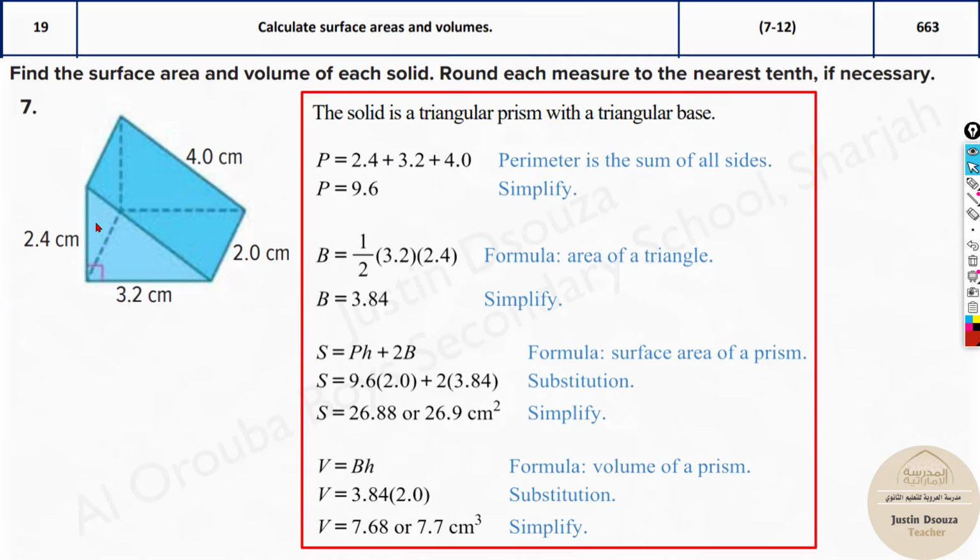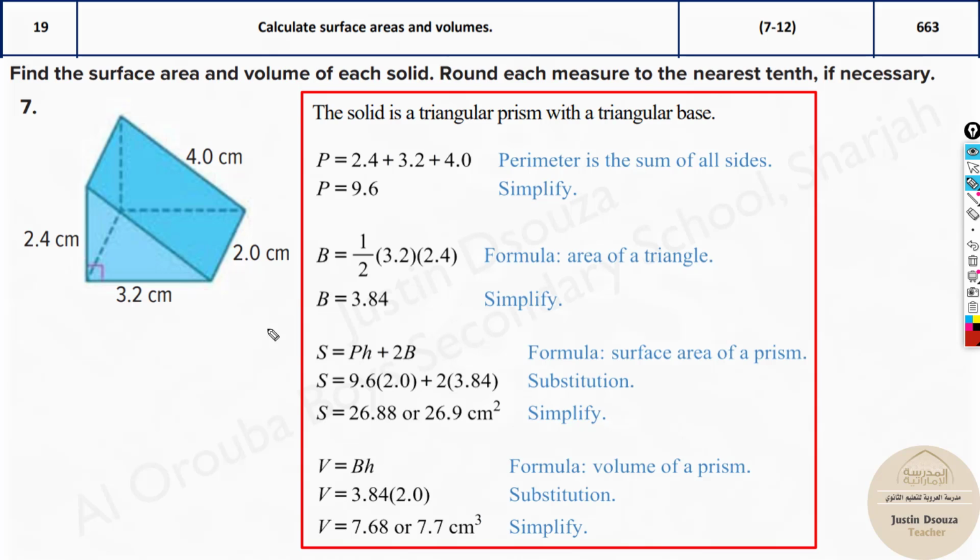Half base into height, that is the surface area or area of this base. That is half, base is 3.2 and 2.4. Area of a triangle is half base into height. That's how we get the base. And now we put it in the formula of surface area.